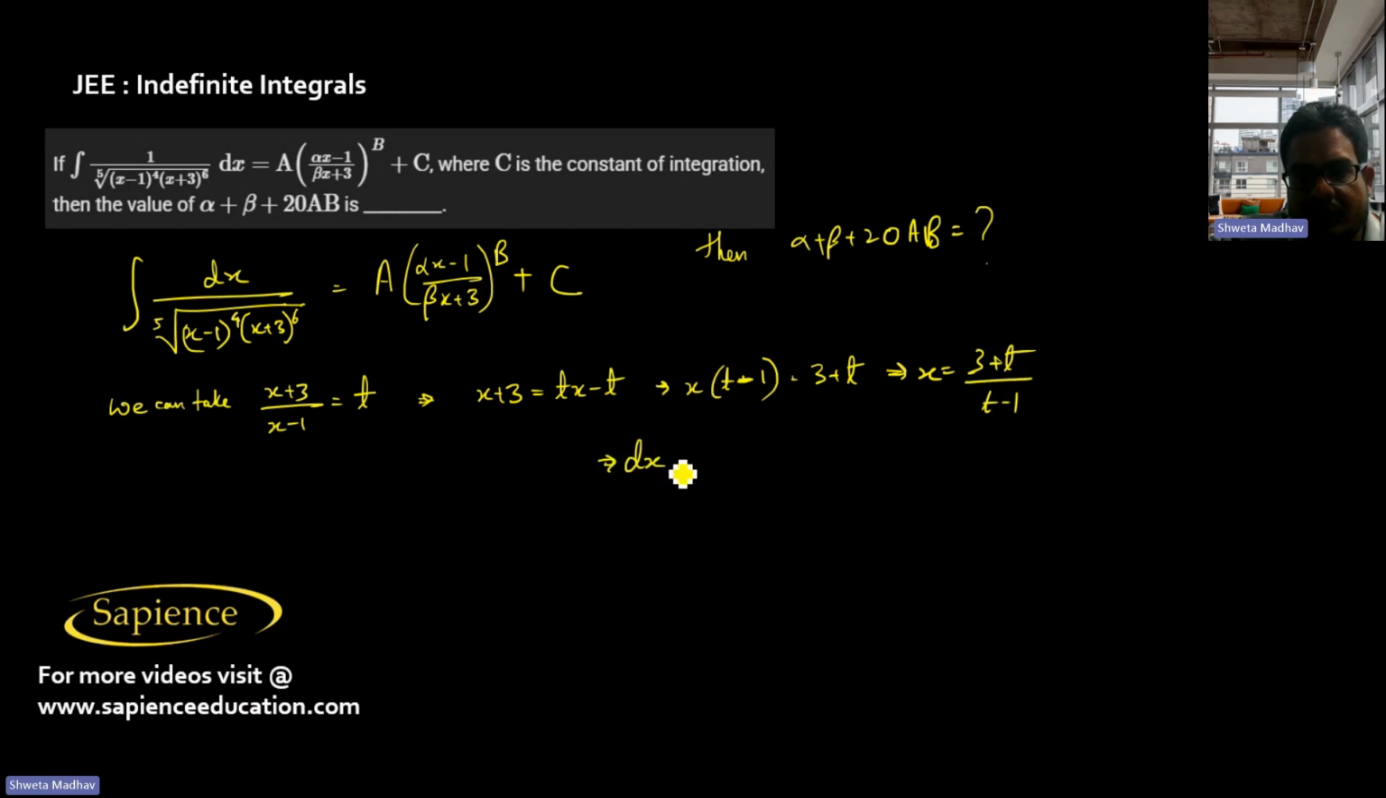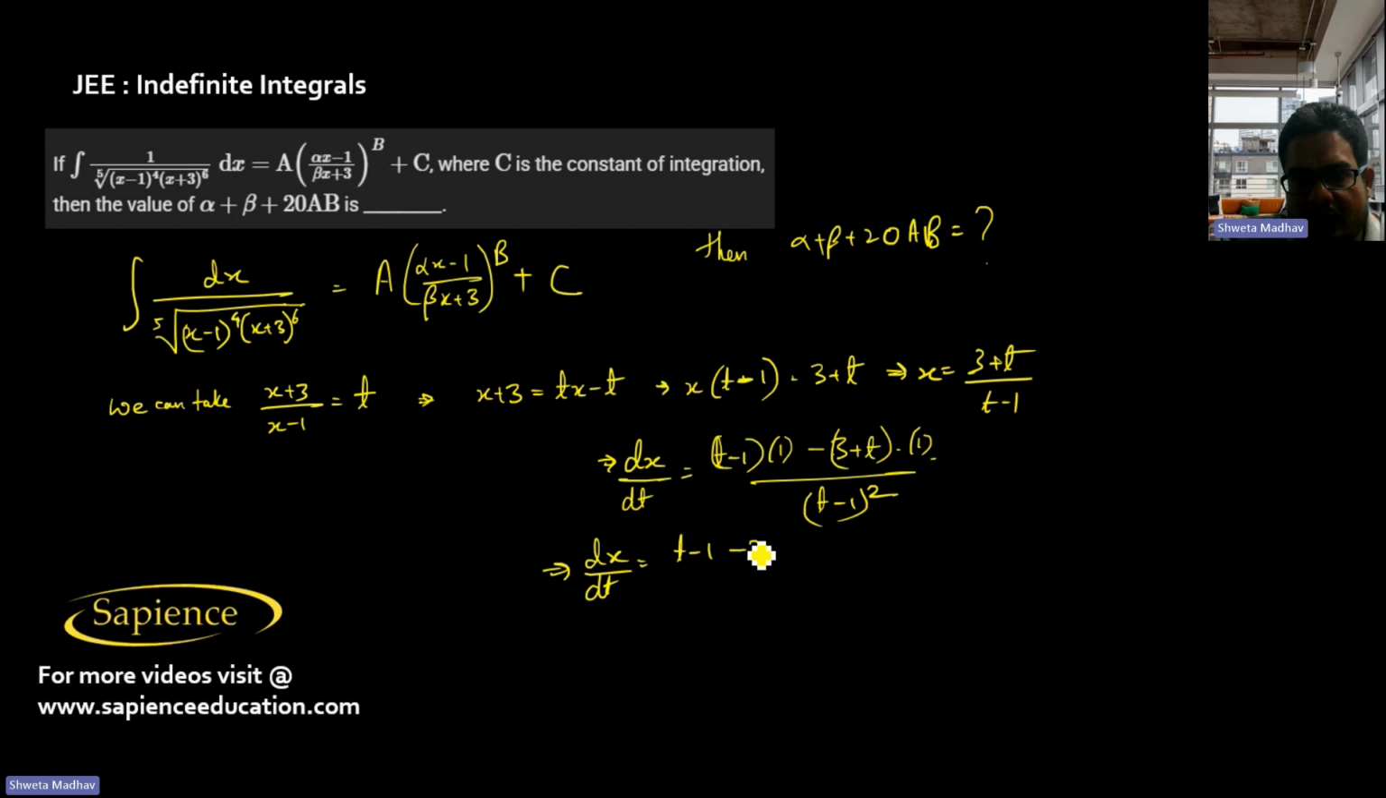Now if we find dx by dt, that will be (t minus 1) into d by dt of this, that is 1, minus (3 plus t) into d by dt of this, that is also 1, divided by (t minus 1) whole square. So therefore dx by dt will be equal to (t minus 1 minus 3 minus t) by (t minus 1) whole square. So therefore we can say that dx will be equal to minus 4 by (t minus 1) whole square into dt.